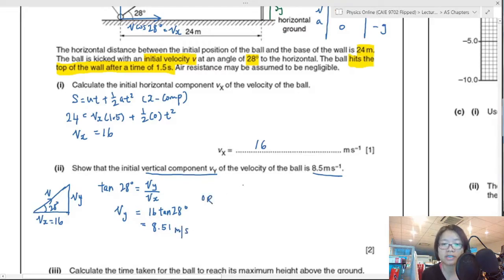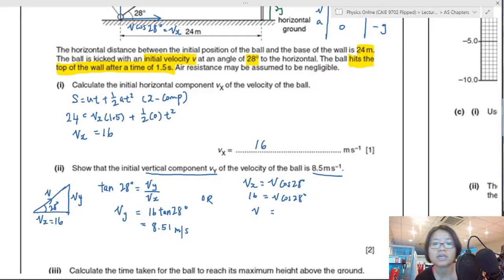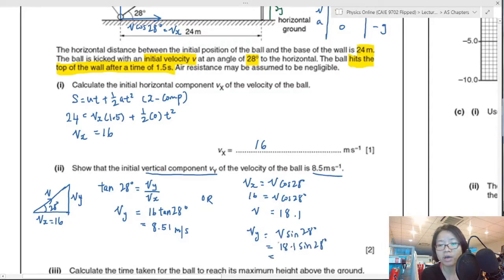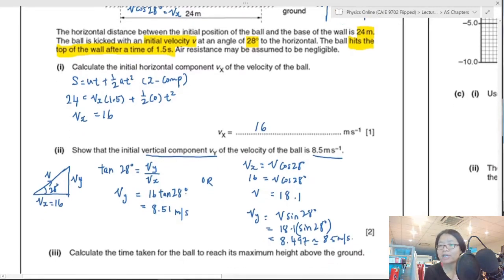Compared to another alternative method that I will show you, you could say, Miss, can I not find V? Because I know Vx is V cos 28. So I can find V. So I press my calculator and I get V as 18.1. This is the combination of horizontal and vertical. And then I find Vy, which is V sine 28, which is 18.1 sine 28. And that would give me around 8.49. This is slightly less accurate, but it's still 8.5. So don't worry about it, as long as when you round to 2SF, you get the same answer.